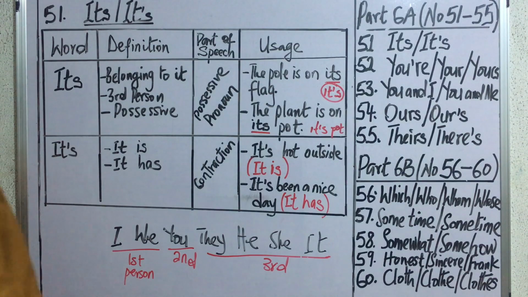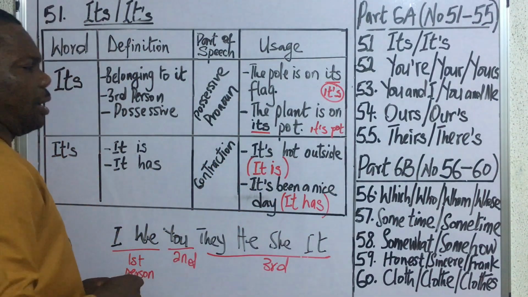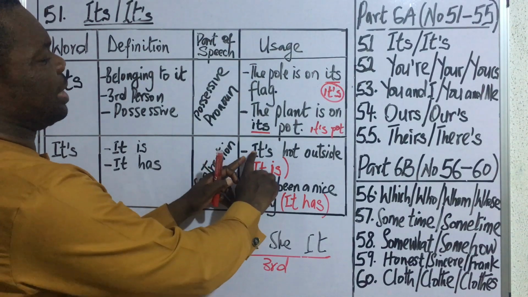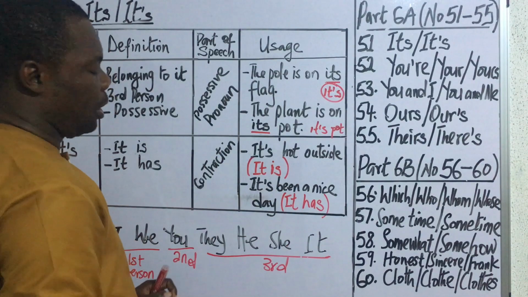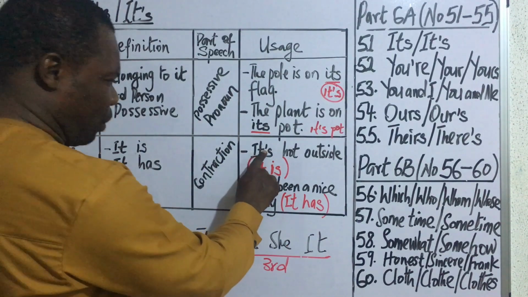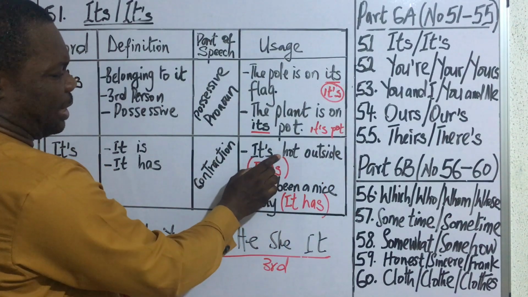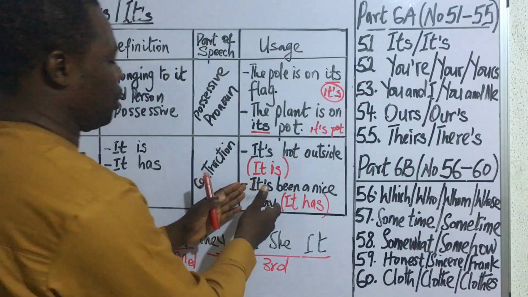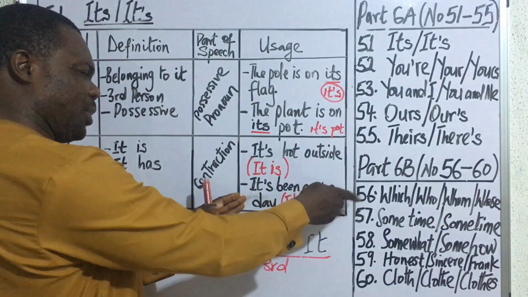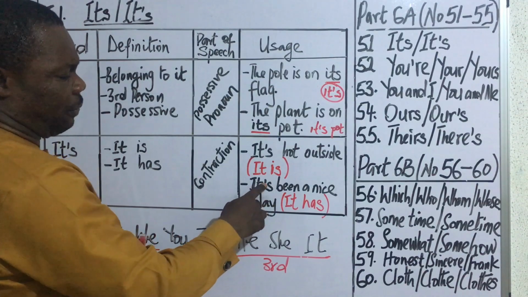Right. Let's look at the use of this word in expression. We have two expressions here again to consider. The first one says, it's hot outside. It's hot outside. All right. So you can see an apostrophe has been introduced here. When you expand this expression, you're going to get, it is hot outside. Then for the second one, you have, it's been a nice day. It's been a nice day. You can see also that the apostrophe is introduced here.